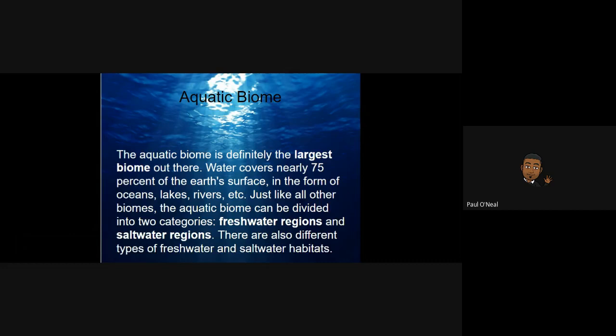The aquatic biome is definitely the largest biome out there. The water covers nearly, believe it or not, 75% of the Earth's surface in the form of oceans, lakes, rivers, etc. Just like all other biomes, the aquatic biome can be divided into two categories: freshwater regions and saltwater regions. There are also different types of freshwater and saltwater habitats.